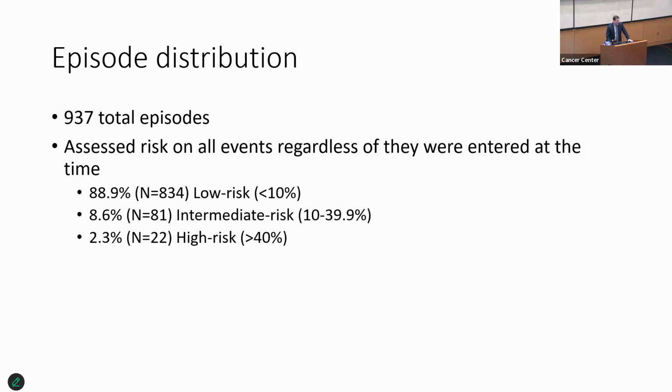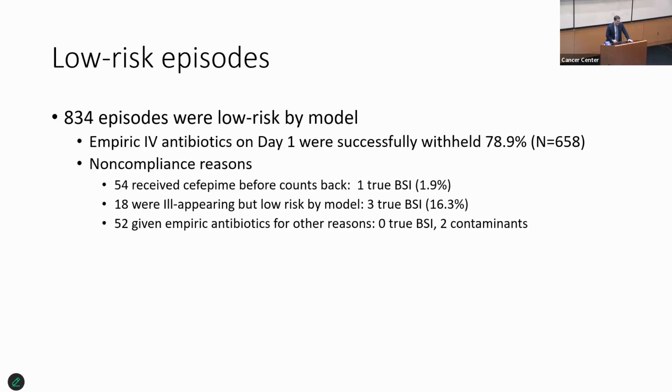So you really see it's not many patients you would need to admit in this kind of scenario. In 834 low-risk patients, empiric antibiotics were successfully withheld in 78.9% of cases. Some of the non-compliance reasons include 54 people because we gave cefepime before counts were back in order to try to meet the time to antibiotic rule. That only led to one true bloodstream infection, or 1.9%. So that probably wasn't a great reason.